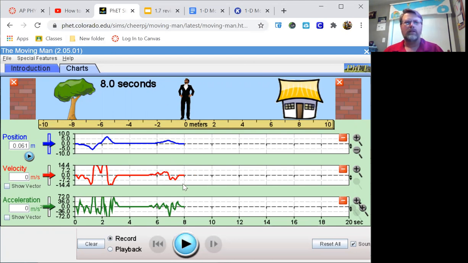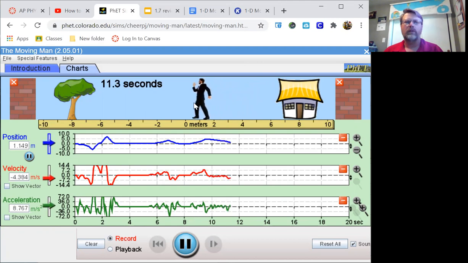So the idea is you are this walking man here, and as you move, the chart at the bottom moves. And then as the person moves back, everything moves differently, okay? And then you can change how fast they're accelerating or what direction they're moving, okay?